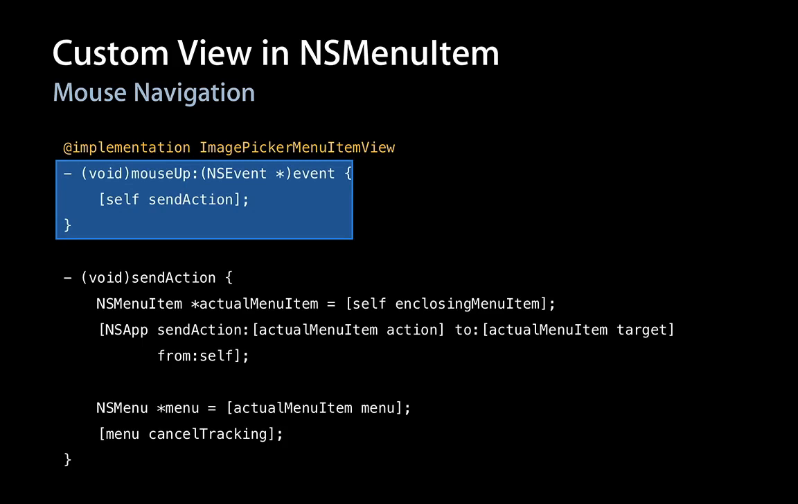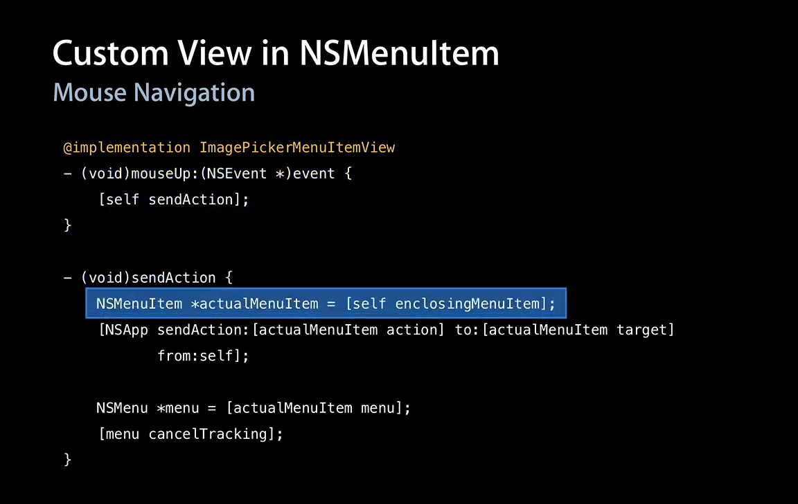Now, we're not implementing mouseDown or mouseDragged, but it is important that we implement mouseUp. When you get a mouseUp event in your custom view, you'll only get that when the user has actually released the mouse over your menu item, your custom view for the menu item. If it's any other menu item, you won't get the mouseUp. So now that a mouseUp has occurred in your menu item, we obviously want to go ahead and send the action that's associated with that.